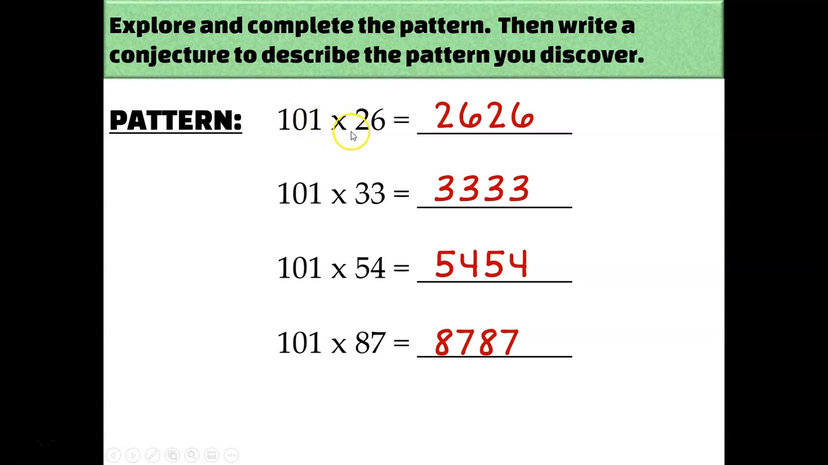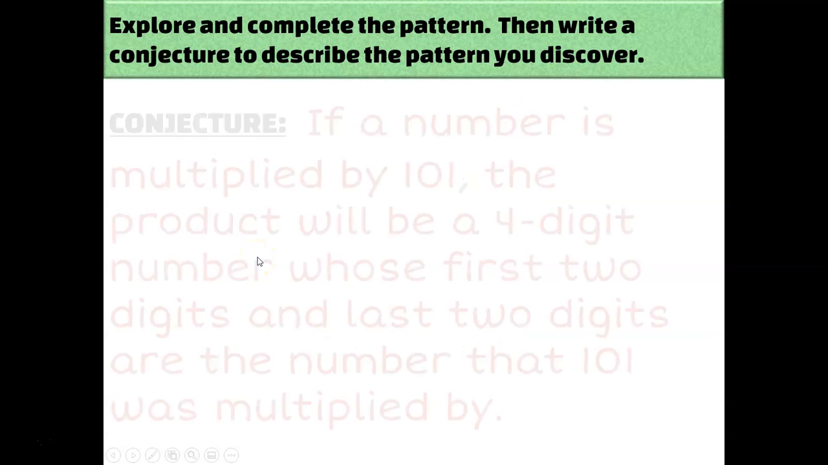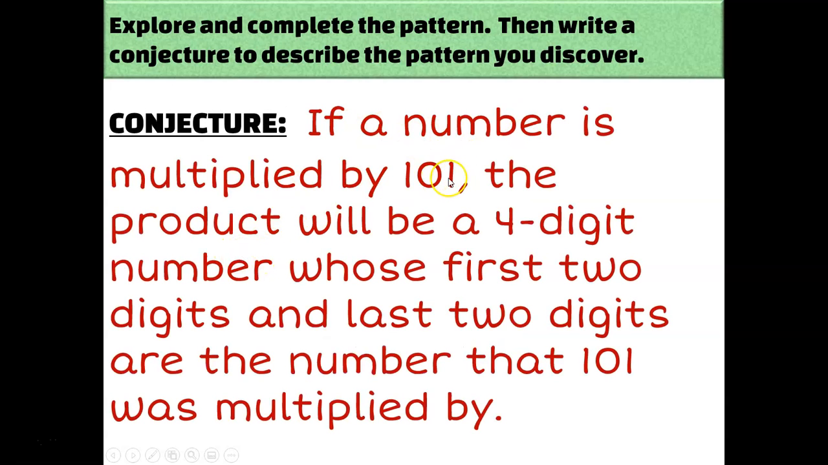Okay, so if I multiply 101 times a number, what's my conclusion? What do I get out of that? How do you describe what these answers look like in relationship to your hypothesis? Well, you might say something like this. If a number is multiplied by 101, that was our hypothesis, then the product, remember product is what you get for your answer when you multiply, will be a 4-digit number whose first 2 digits and last 2 digits are the number that 101 was multiplied by. Well, that's a pretty good conjecture.